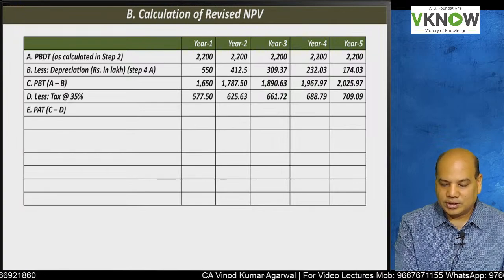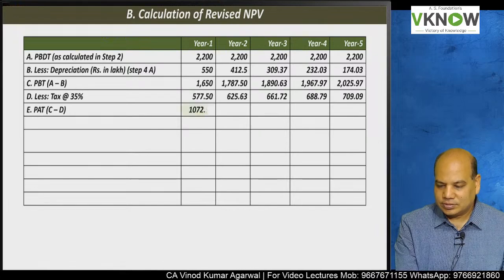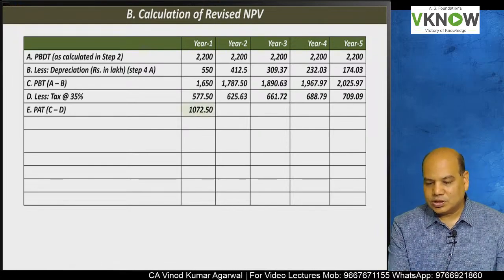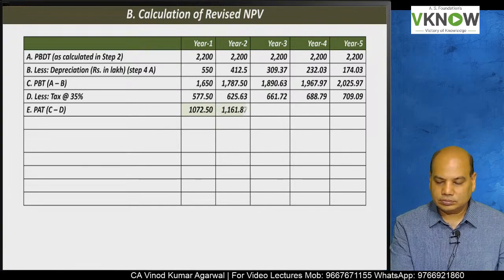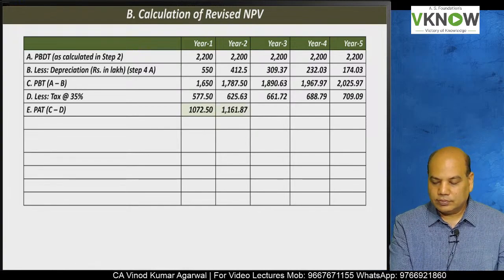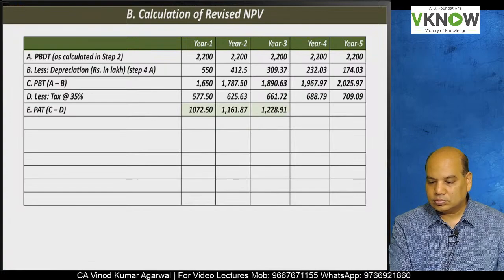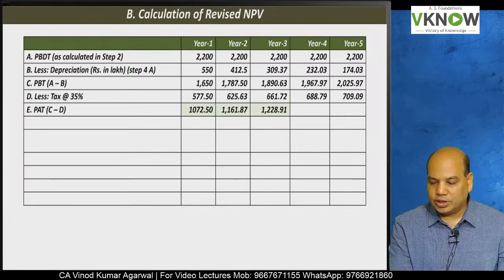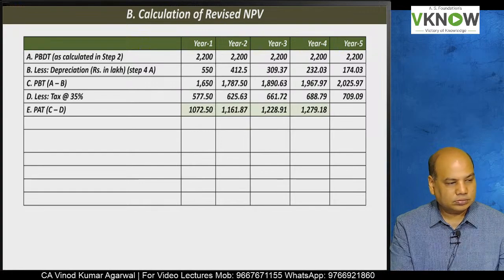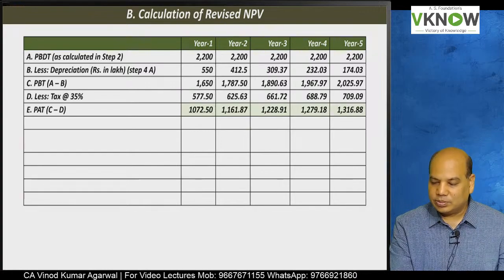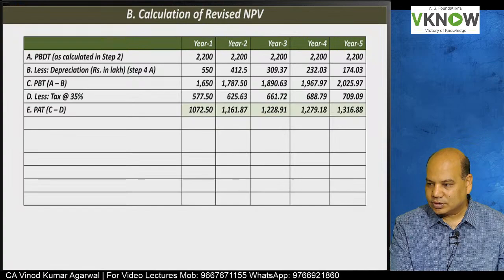Then write down PAT, C minus D: 1072.50, 1161.87, 1228.91, 1279.18, 1316.88.